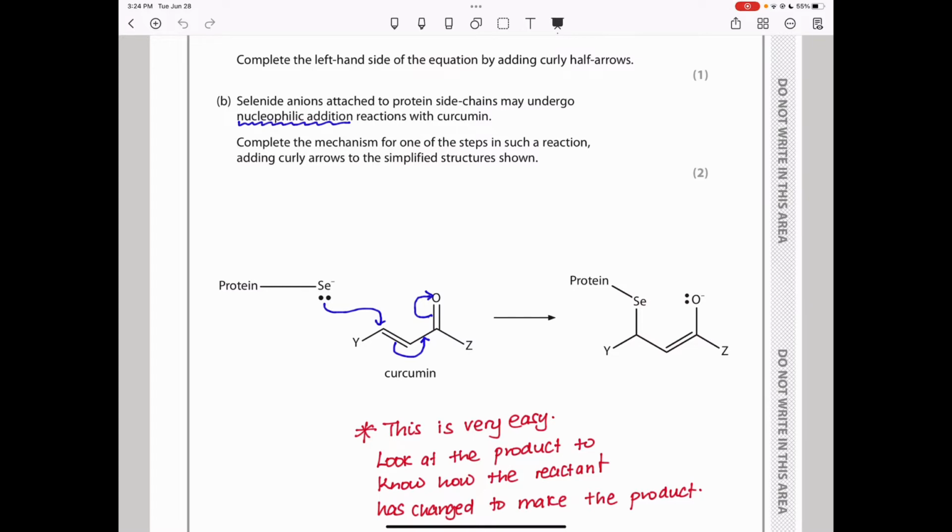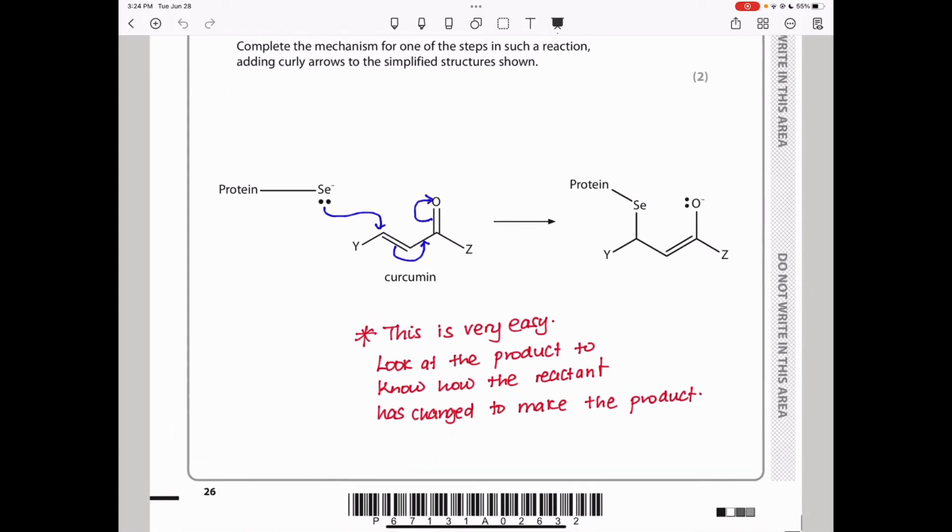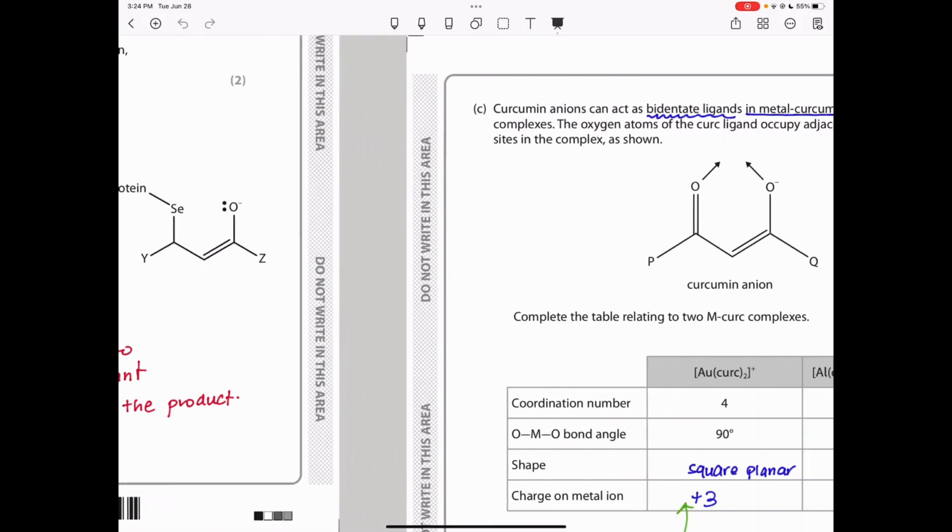And then on the other side, we can see this double bond is no longer there, but it shifted position to there. It was here, but now it's there. It means it broke and moved to that position. And over here, we see there was a double bond here. There is no double bond here, but there is a negative, which was missing here. It means this double bond broke, returning the electron or the lone pair here, and then that became negatively charged. So this is very easy to see. You have to look at the product side to be able to decode how the reactant changed in order to produce the product. Let's go to the next part.